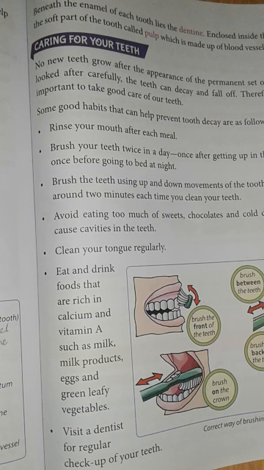Since no new teeth grow after the appearance of the permanent set of teeth, if we are not looked after carefully, the teeth can decay and fall off. Therefore, it is very important to take good care of our teeth. Now we discuss some good habits that can help prevent tooth decay.